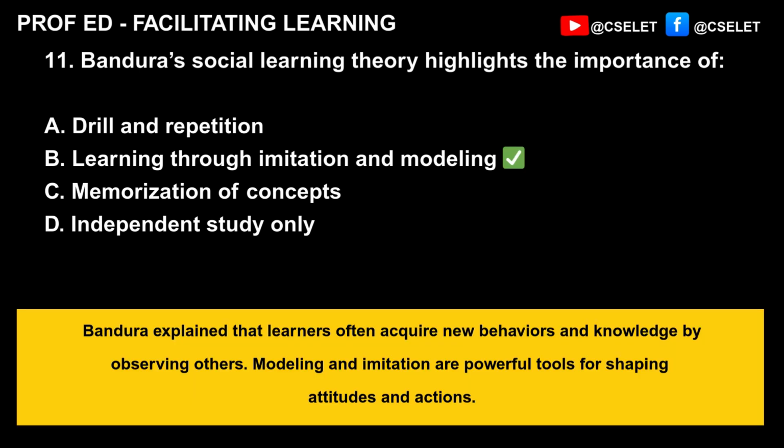The correct answer is letter B. Learning through imitation and modeling. Bandura explained that learners often acquire new behaviors and knowledge by observing others. Therefore, modeling and imitation are powerful tools for shaping attitudes and actions.